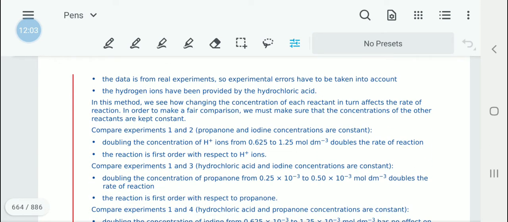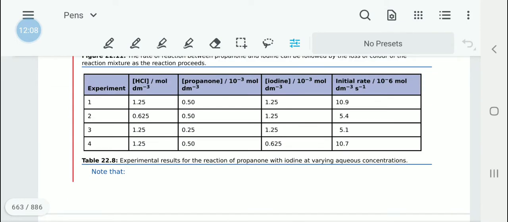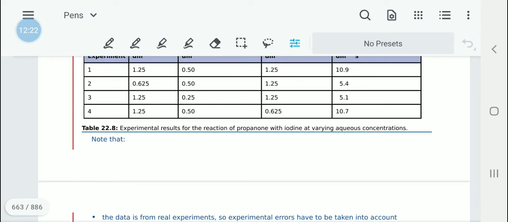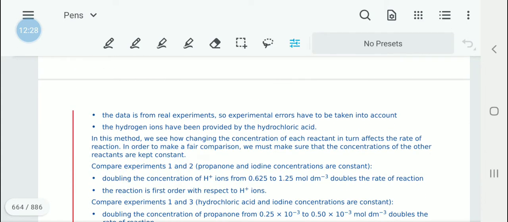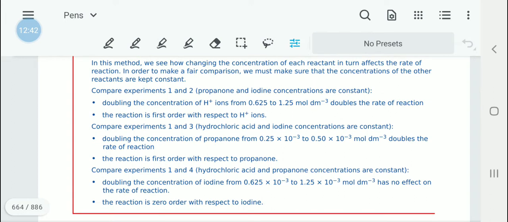So these are real experiments. There would be experimental error, which is the reason for the difference between 10.9 and 10.7, and between 5.4 and 5.1. But 10.9 is not going to be 5.4, so that is not an error. So 5.4 and 5.1 could be taken as similar values, and 10.9 and 10.7 can be taken as similar values. The hydrogen ions have come from the hydrochloric acid. So we see that changing the concentrations of each reactant has effects, and we discussed how it happens.